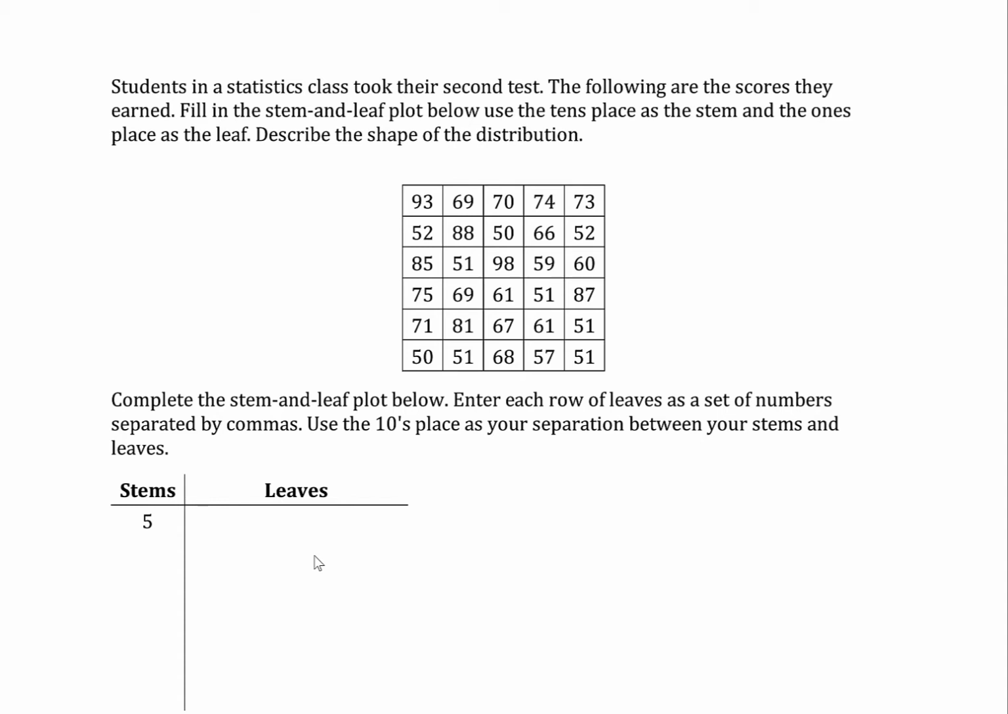Complete the stem and leaf plot below. Enter each row of leaves as a set of numbers separated by commas. Use the tens place as your separation between your stem and leaves.